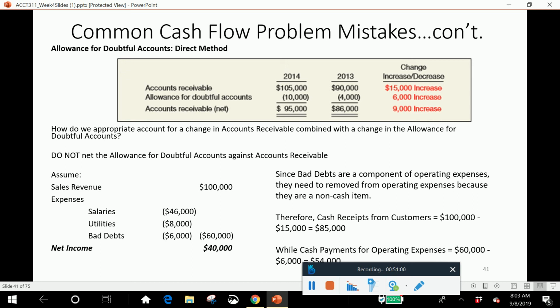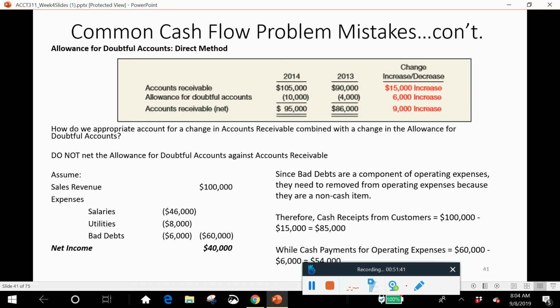In the direct method, it is not appropriate to net the allowance for doubtful accounts against accounts receivable. Here's why. Bad debt expense is a component of operating expenses, and therefore it needs to be removed from operating expenses because it is a non-cash item. Let's assume that we have sales revenue of $100,000, and we have expenses for salaries, utilities, and bad debt. Our total operating expenses are $60,000. So that tells us that our net income is $40,000.